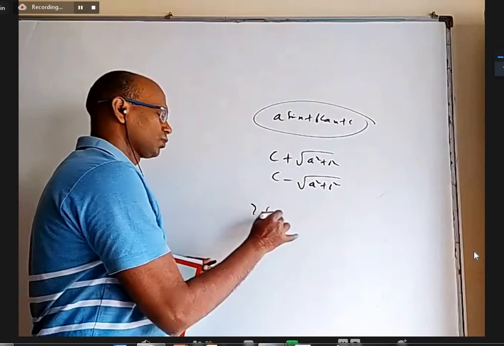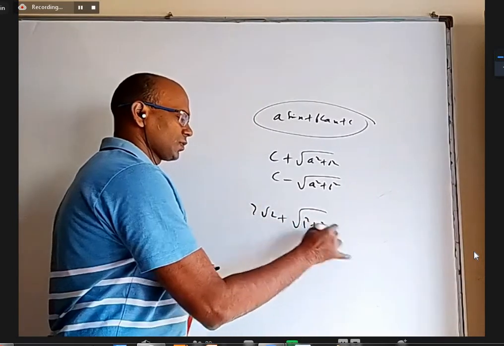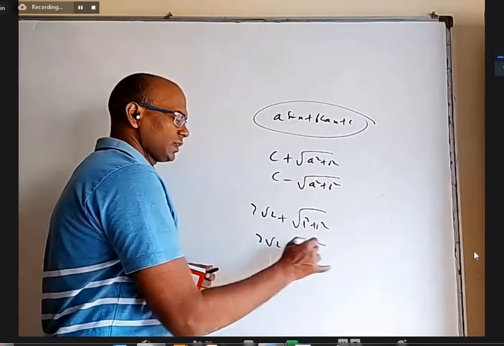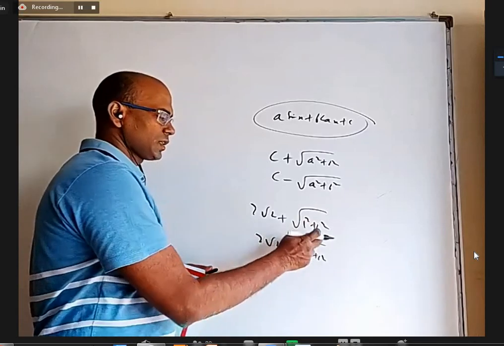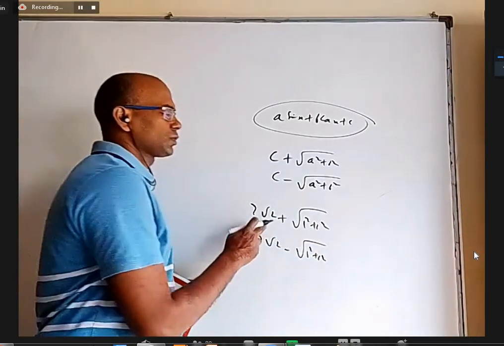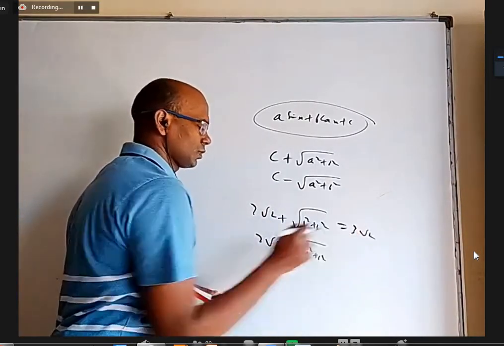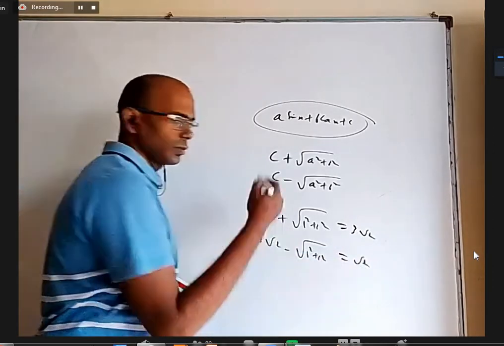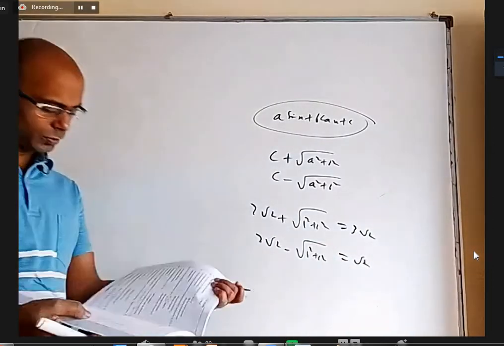Because you'll get 2 root 2 plus root of 1 square plus 1 square, and 2 root 2 minus root of 1 square plus 1 square. A is 1, B is 1, C is 2 root 2. This is 2 root 2 plus root 2, 3 root 2. This is 2 root 2 minus root 2, which is root 2. So maximum is 3 root 2, minimum is root 2.